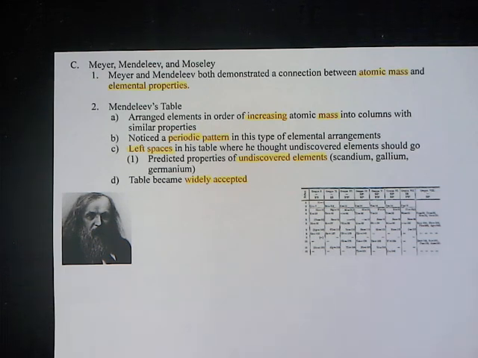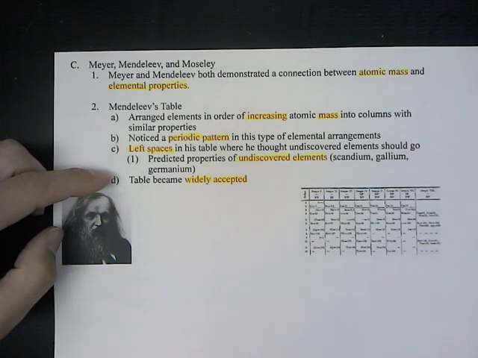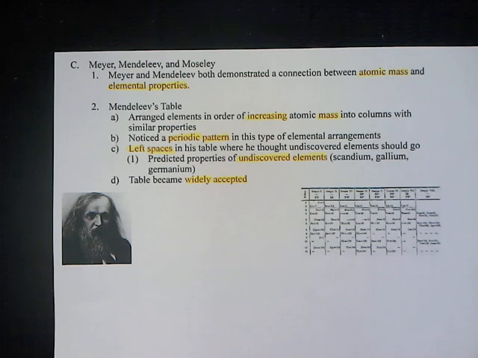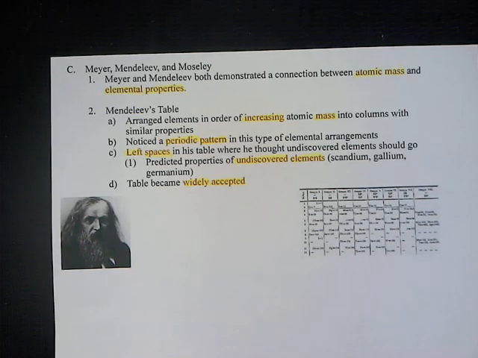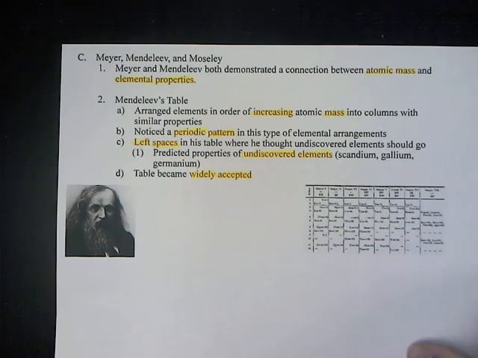So by leaving spaces, Mendeleev created the basis for the modern periodic table of the elements. There was one thing that had to be changed, and we'll talk about that in just a second. But again, Mendeleev left those blanks that were undiscovered elements. And those blanks eventually became discovered elements with properties very, very closely predicted by Mendeleev. A very monumental, very instrumental portion here to modernize chemistry and modernize what we knew about our matter.